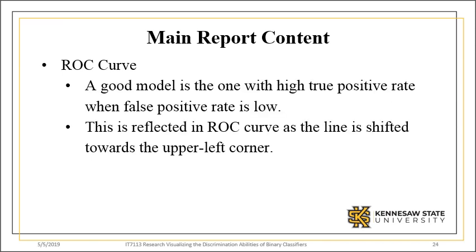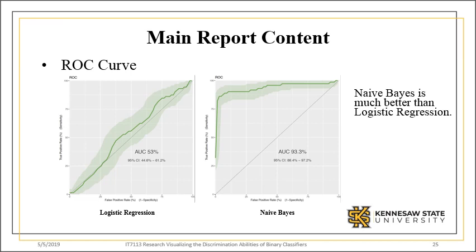A good model is the model with high true positive rate when false positive rate is low. This is reflected in ROC curve as the line is shifted towards the upper left corner. Just as shown here, the ROC curve of naive Bayes on the right is shifted towards the upper left corner much more than the logistic regression on the left, so naive Bayes differentiates the malignant and benign cases better than logistic regression. My team member Tommy will talk more about ROC curves.